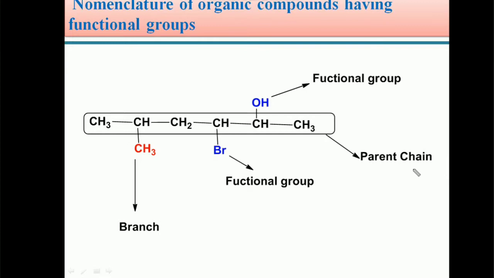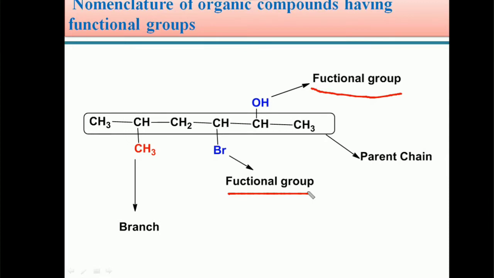Students, other than double bond or triple bond, if the given organic compound contains a functional group. In the previous video modules we discussed the definition of functional group. Functional group is defined as an atom or a group of atoms connected to the carbon chain, which is responsible for the characteristic chemical properties of the given organic compound.